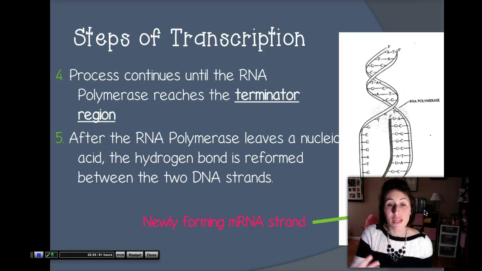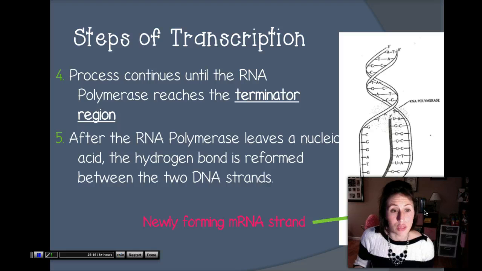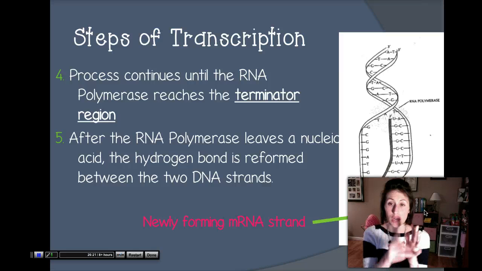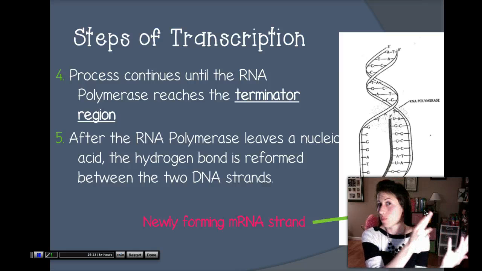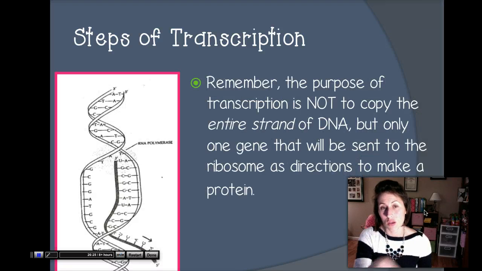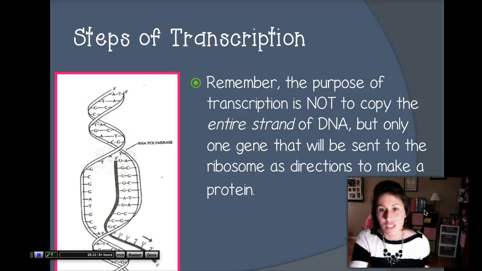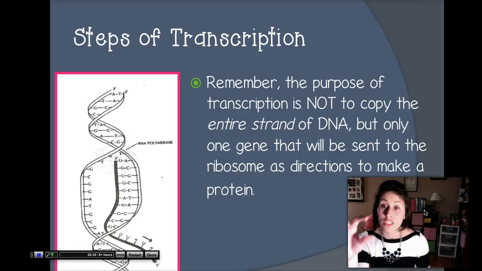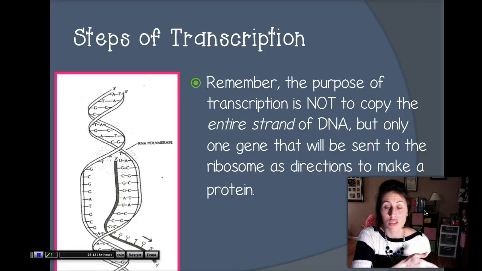The process is going to continue until that RNA polymerase reaches the terminator region, which is the end. After the RNA polymerase leaves the nucleic acid, the hydrogen bond pushes back together with the DNA strand, it winds up, and it goes back to being a normal DNA strand until it needs to be copied again. All right, remember, the purpose of transcription is not to copy the entire DNA strand. That would be such a waste of energy and resources for your cell. It only copies one gene, so one portion of that DNA strand that's going to be sent to the ribosome for directions to make a protein.